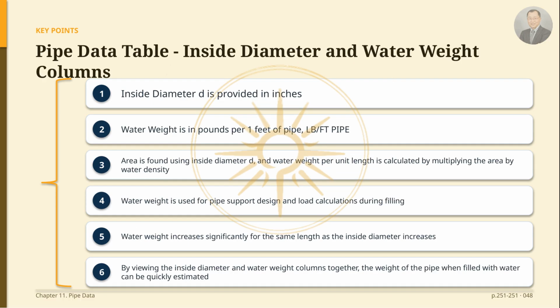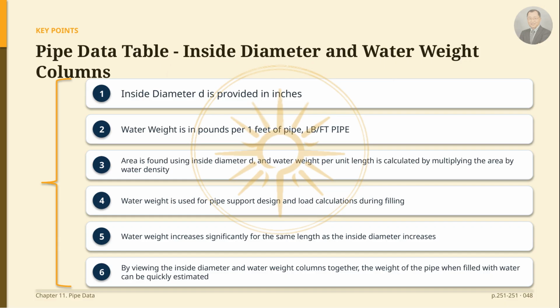Finally, I would like to introduce the inside diameter and water weight columns of the piping data table together. The inside diameter is denoted as D in inches, and the water weight is provided in pounds per foot of pipe, or LB/FT pipe. Looking at the calculation flow, the transverse internal area is derived from the inside diameter D, and multiplying this by the density of water gives the weight of water per unit length. This water weight value is used directly in load calculations for pipe support design or hydro testing, because it indicates the load when the pipe is completely filled with water.